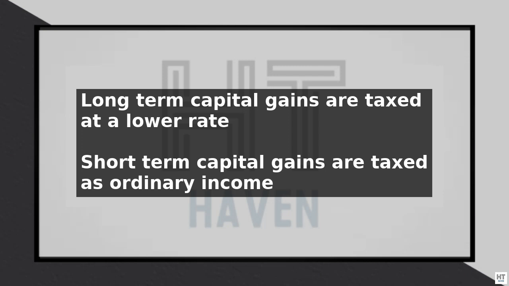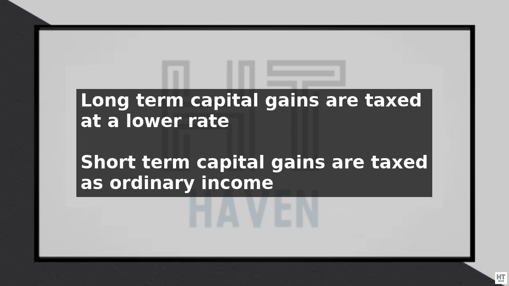For example, if you buy a stock and sell it within a year, any profit you make will be considered a short-term capital gain and will be taxed as ordinary income. On the other hand, if you hold the stock for more than a year, any profit you make will be considered a long-term capital gain and will be taxed at a lower rate.